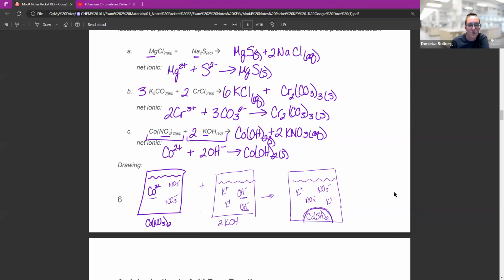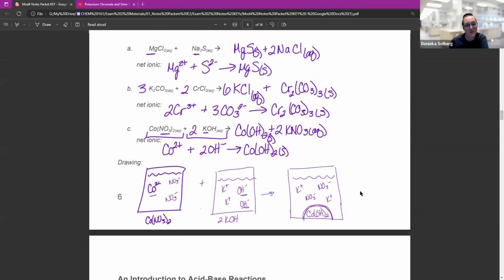You'll notice I didn't lose anything in this reaction. This is balanced. I had 2 K+. I still have 2 K+. They're just floating around. 2 NO3-. And then I've got my solid down here. So that's what your drawings should look like if you are going to make one of these precipitation reactions, and tell me what it looks like.